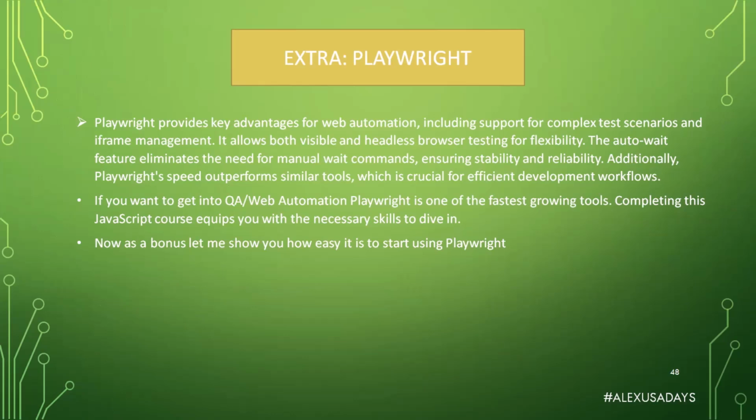Why Playwright? Playwright provides key advantages for web automation, including support for complex test scenarios and iframe management. It allows both visible and headless browser testing for flexibility. The auto wait feature eliminates the need for manual wait commands, ensuring stability and reliability. Additionally, Playwright's speed outperforms similar tools, which is crucial for efficient development workflows. If you want to get into QA web automation, Playwright is one of the fastest growing tools. Completing this JavaScript course equips you with the necessary skills to dive in. Let me show you how easy it is to start using Playwright.